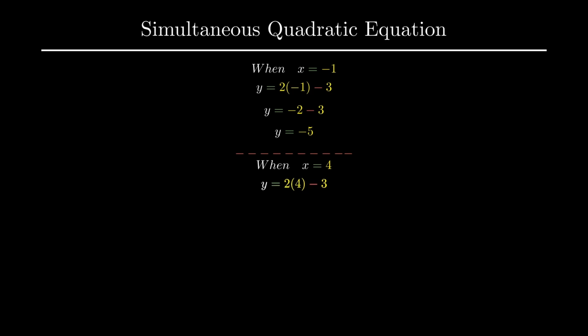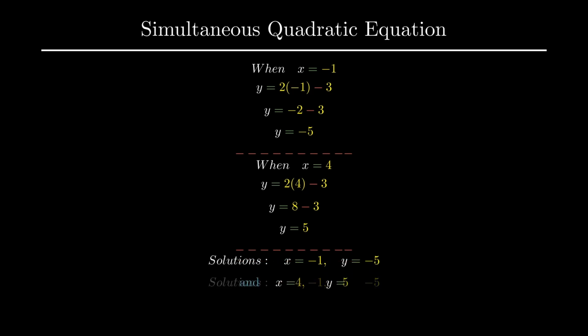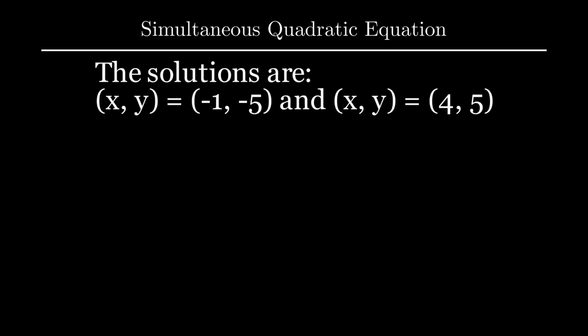So now we have the values. We can conclude that x is equal to negative 1, y is equal to negative 5. Also, x is equal to 4, y is equal to 5. In other words, when x is equal to negative 1, y is negative 5, and when x is equal to 4, y is 5. So we have found the values for this quadratic equation.